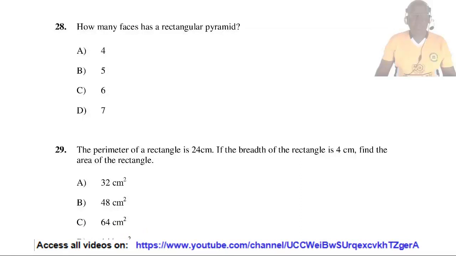Question 28. How many faces has a rectangular pyramid? A rectangular pyramid has 5 surfaces. So the answer is B. This is shown in the diagram.